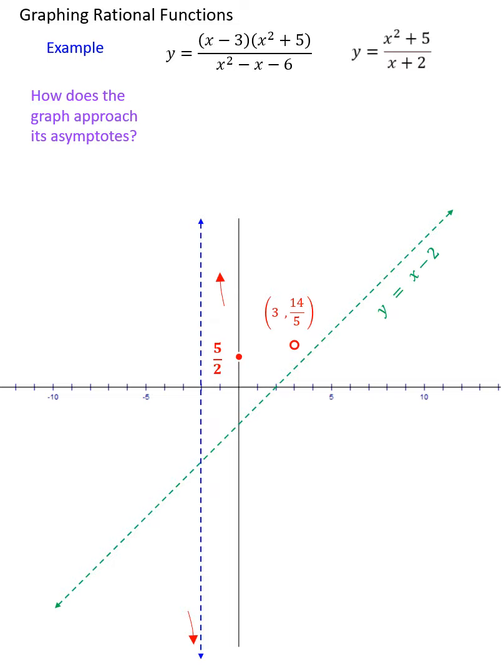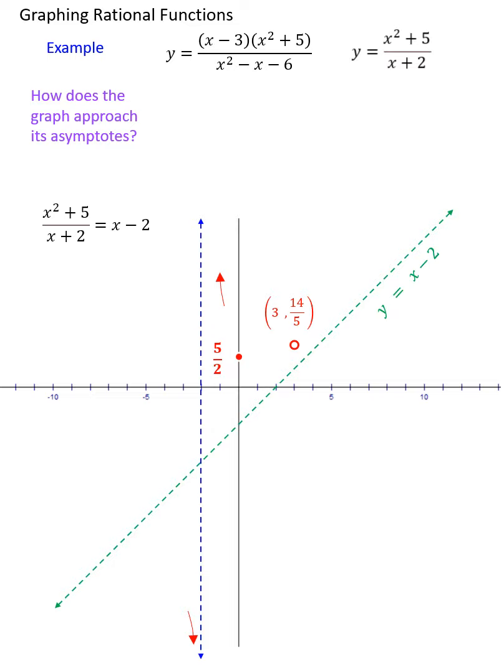Now let's turn our attention to the oblique or diagonal asymptote in regards to the end behavior. To know how the graph approaches that diagonal line, we might be well served by finding out if it ever crosses that diagonal line. Well, how do we know if a function crosses the line y equals x minus 2? We set that equation equal to x minus 2.